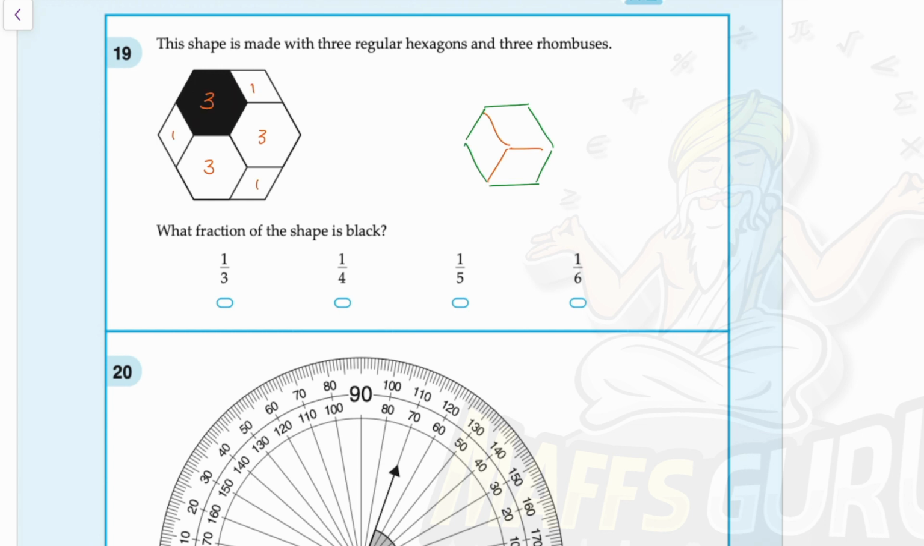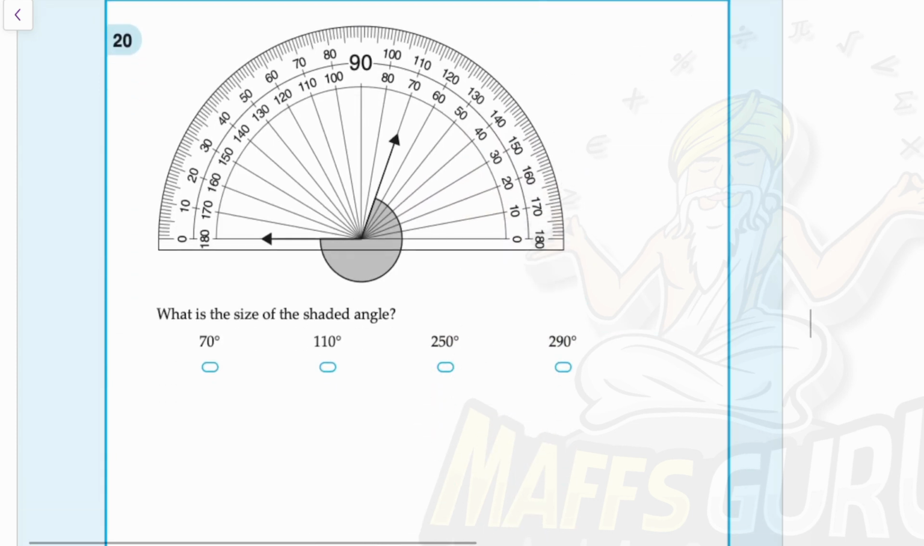So what we can now say, what fraction of the shape is black? Well, how many pieces are there altogether? 3, 6, 9, 10, 11, 12. There are 12 pieces altogether, and 3 of them are coloured in, which when we cancel that down gives me 1/4. Okay, now the only reason I know this question so quickly is basically because I had to do it earlier today.